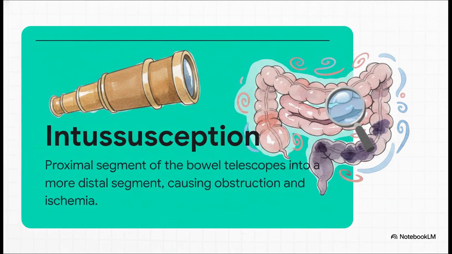The best way to picture this is like an old-school telescope folding into itself. One piece of the intestine literally slides into the part right next to it. Now, this causes a blockage, sure, but the really dangerous part is that it squeezes the blood vessels in the bowel wall, cutting off the blood supply. And that leads to swelling, ischemia, and eventually, the tissue can die.